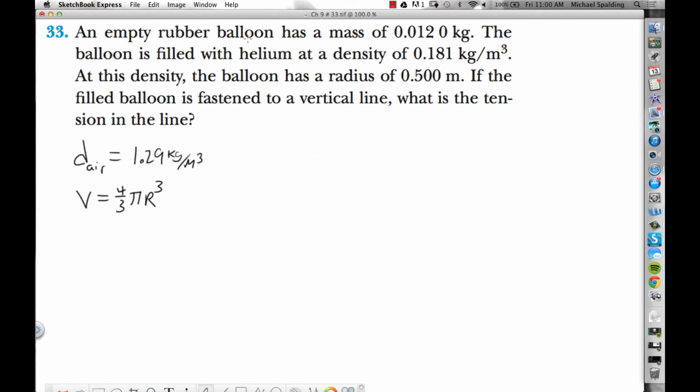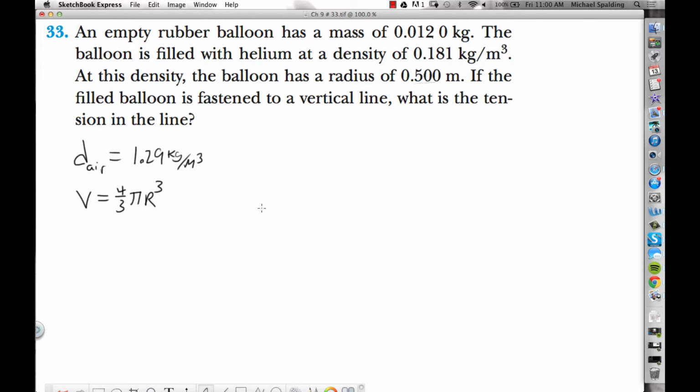So we got an empty rubber balloon. They give us the mass of the balloon. It's filled with helium. We have the density of helium here. And at this density, the balloon, they give us the radius. What else do we have? If the filled balloon is then fastened to a vertical line, what's the tension in the line?